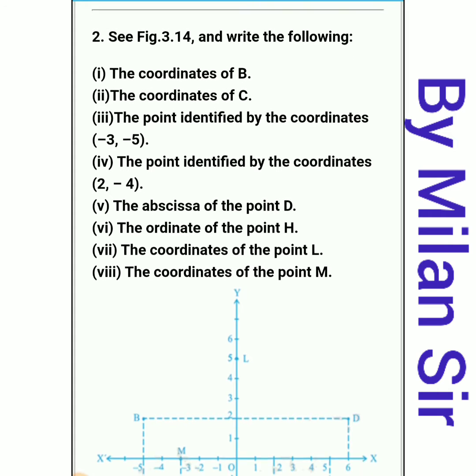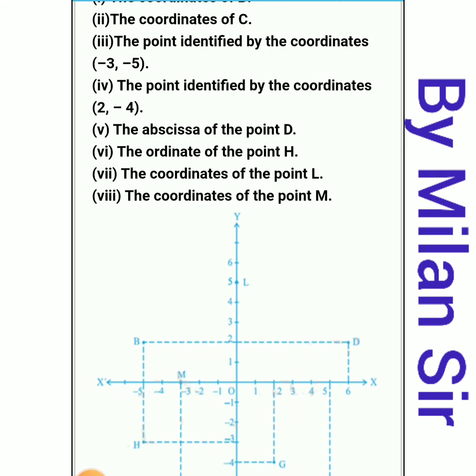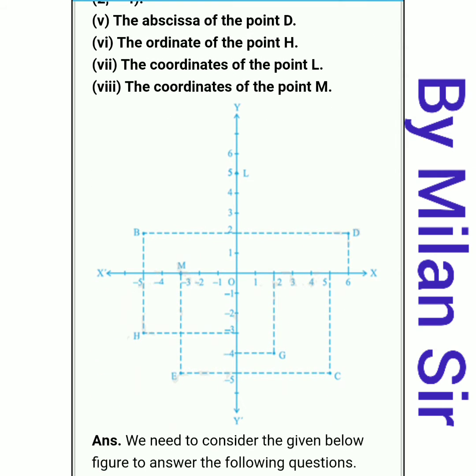Then question number 2. See the figure and write the following. First of all, the coordinates of B. Here one figure is given. We need to write the coordinate of point B. Point B is present here. First of all, the x coordinate. For that we need to see on the x-axis. On the x-axis we have minus 5. So our x coordinate is minus 5.